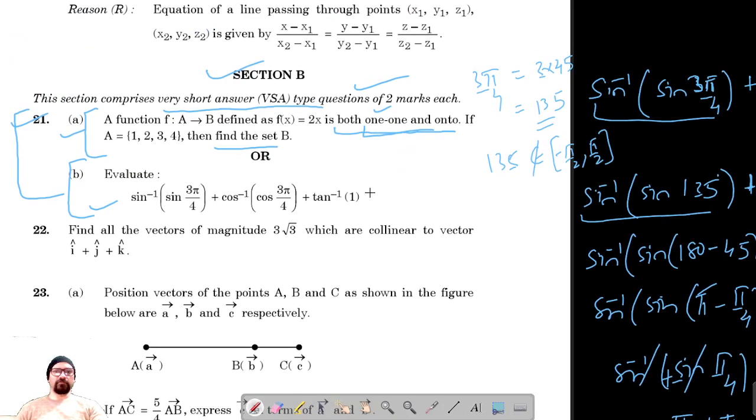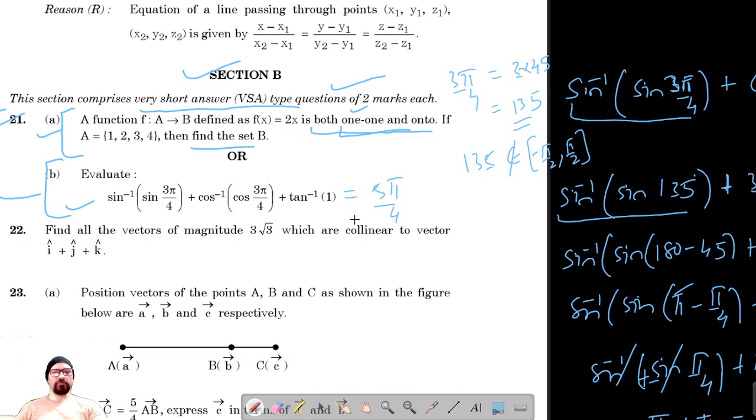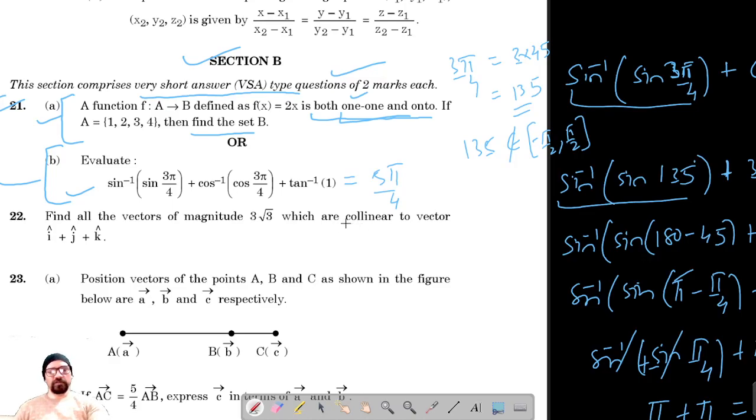So pi by 4 is the answer of this part B of question number 21. And now let's move on to question number 22.